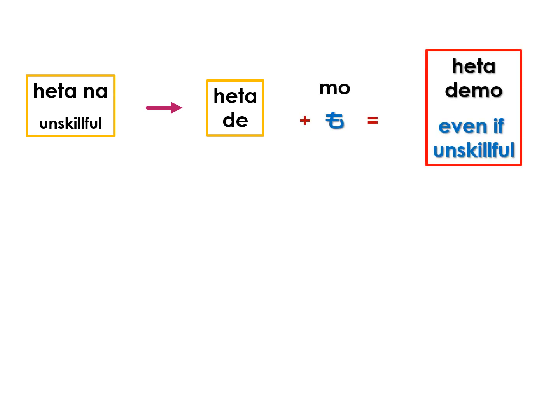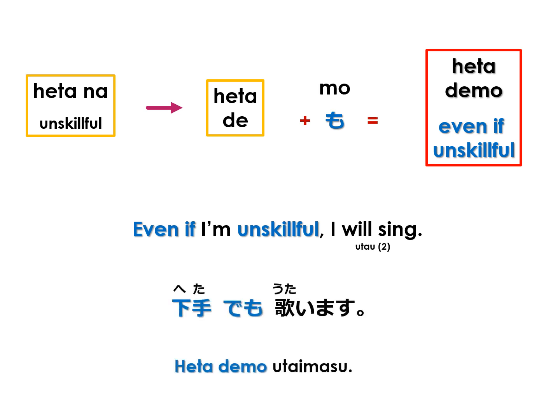Hetana means unskillful. We first encounter this na-adjective back in lesson 8 on expressing ability. Its te form is heta de. Adding mo forms heta demo, which means even if I'm unskillful. Even if I'm unskillful, I will sing, or even if I suck at singing, I will sing. In Japanese, heta demo utaimasu.